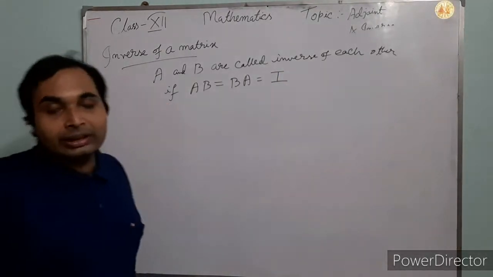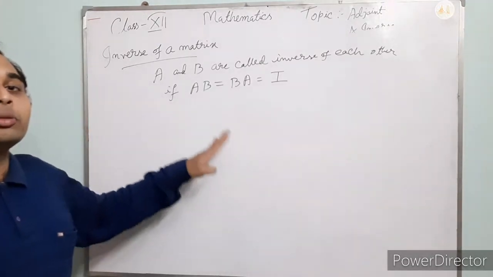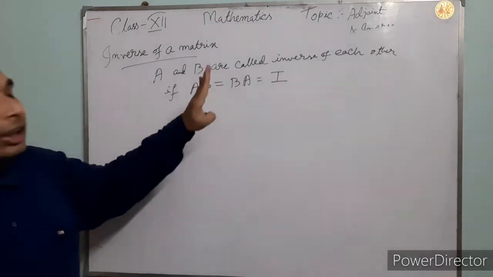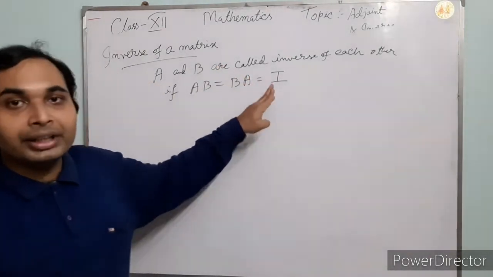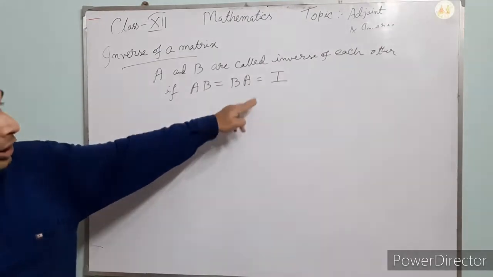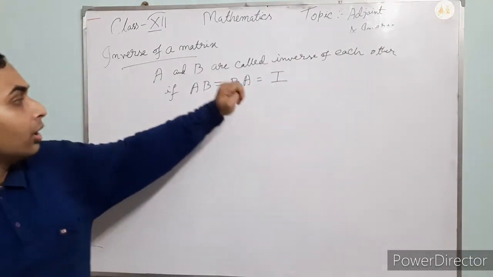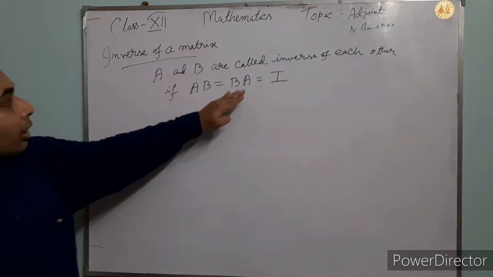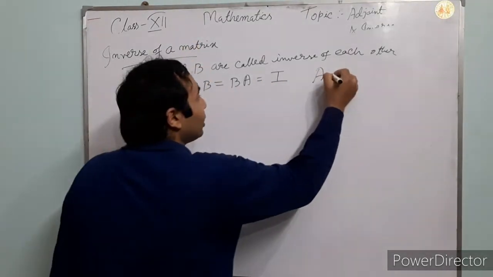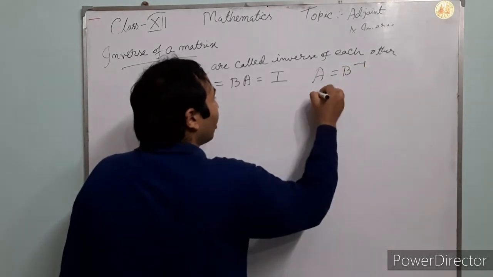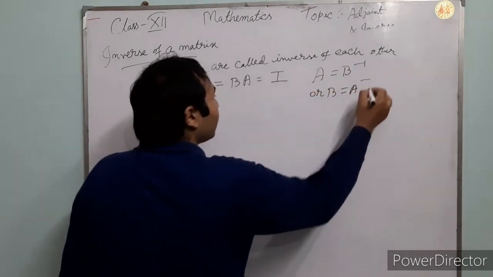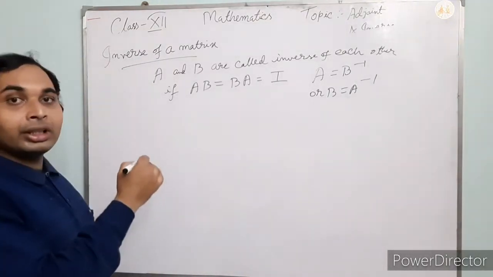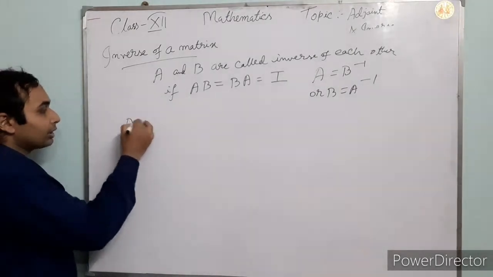So if two matrices A and B are given, and you multiply them both ways, and you get I, the identity matrix, obviously of the same order, it is an obvious case. So if you get the identity matrix, then we can say A equals B inverse or B equals A inverse. Now, what is the rule of finding the inverse of the matrix A?